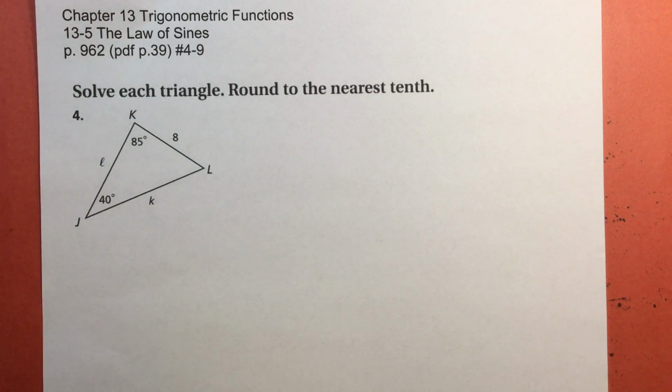Hello, welcome back to Chapter 13, Section 5, the Law of Sines. We are going to do 6 problems where we're going to solve the triangle using the law of sines. Notice they don't all have to be called triangle ABC. What I need is a side and its opposite angle for the law of sines to work.